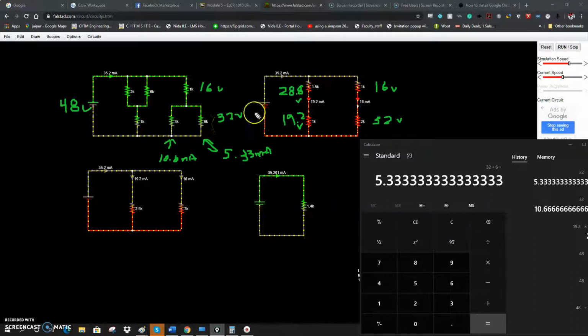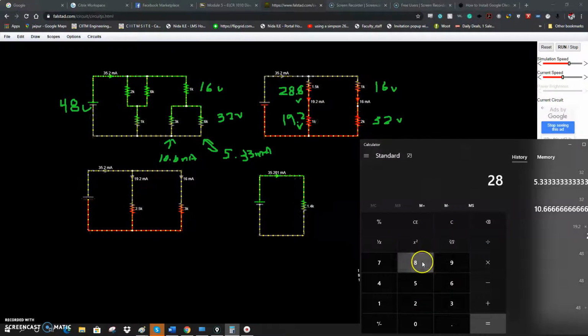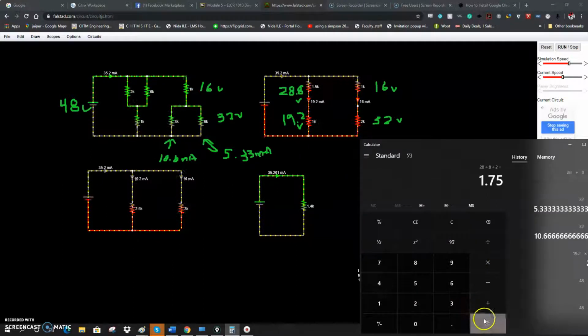We can do the same thing over here. We know we've got 19.2 milliamps. We're dropping 19.2 volts here. So we've got 28.8 volts across this branch. So we can come over here and take, say, 28. Actually, I can do that in my head. 28.8 divided by 2 equals 14.4. 28 divided by 2, yeah, 14.4 milliamps.